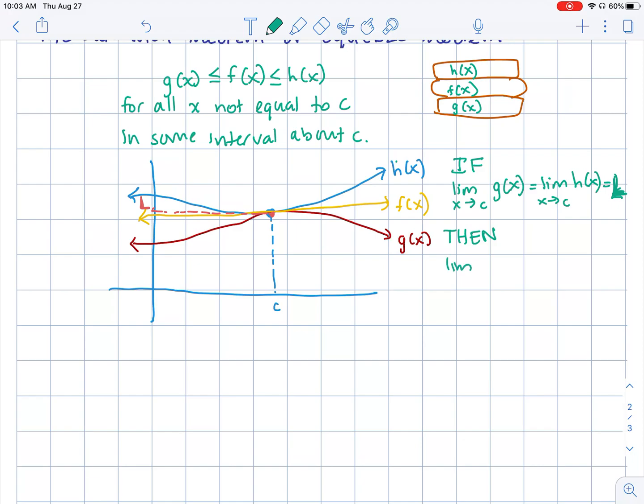If you guessed it, our conclusion is that the limit as x approaches c of your middle function, f of x, also has to be equal to L.